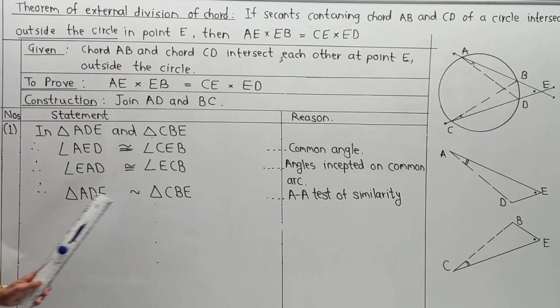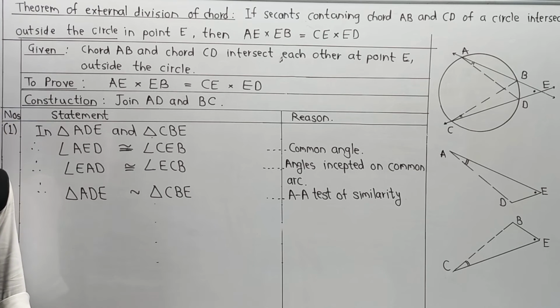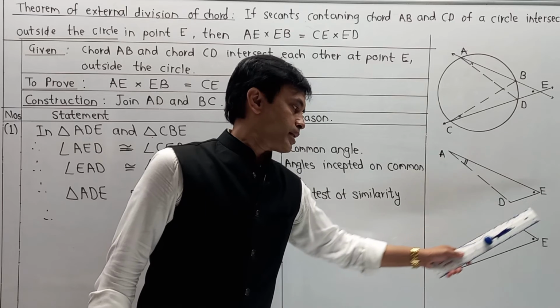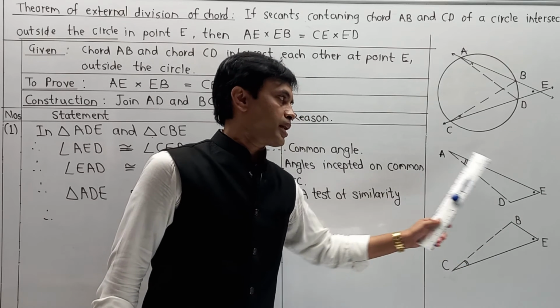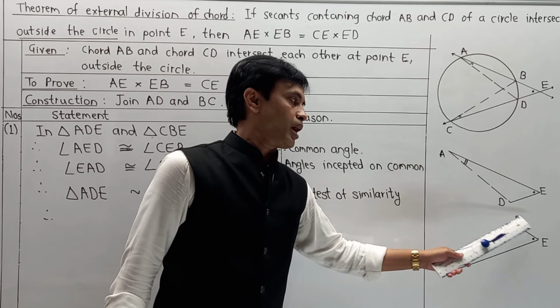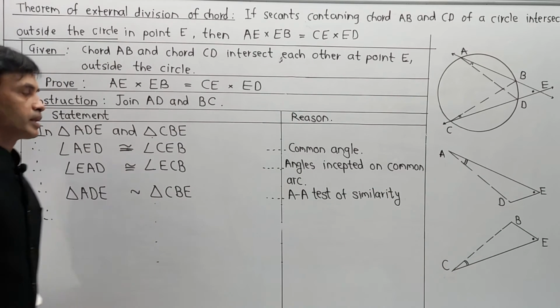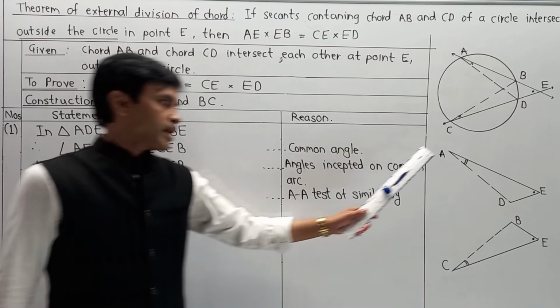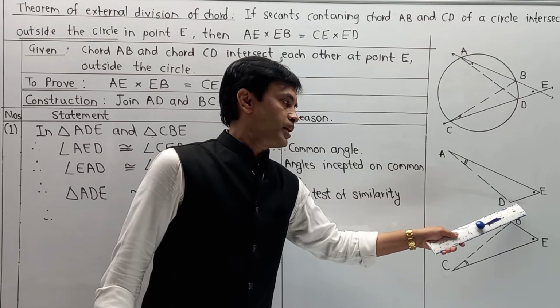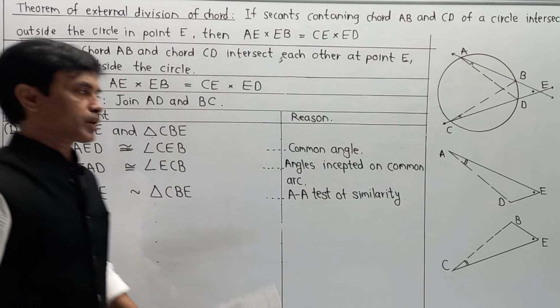Now, when two triangles are similar by any test, their respective sides and respective angles must be in proportion. In that case, one by one I am going to write the part. First, AE: as per the diagram, we are going to write AE upon CE is equal to DE upon BE. Here, AE upon CE is equal to ED upon EB. So I am going to write the part over here.